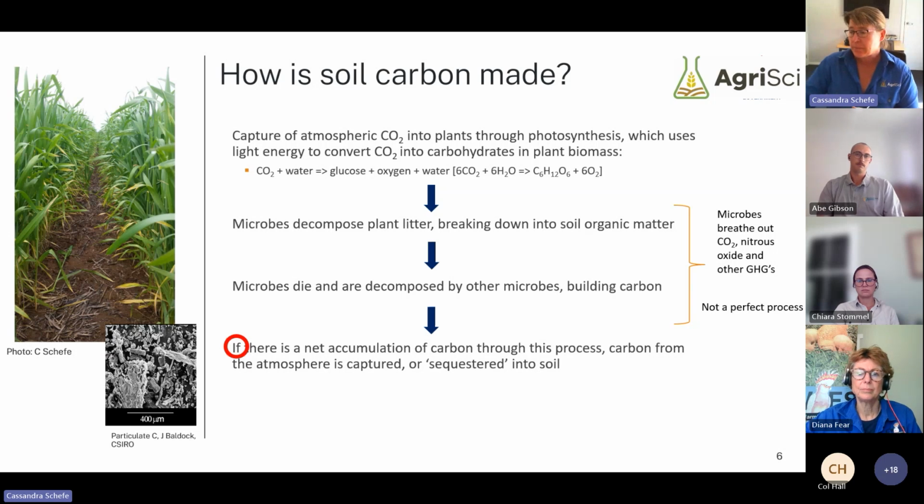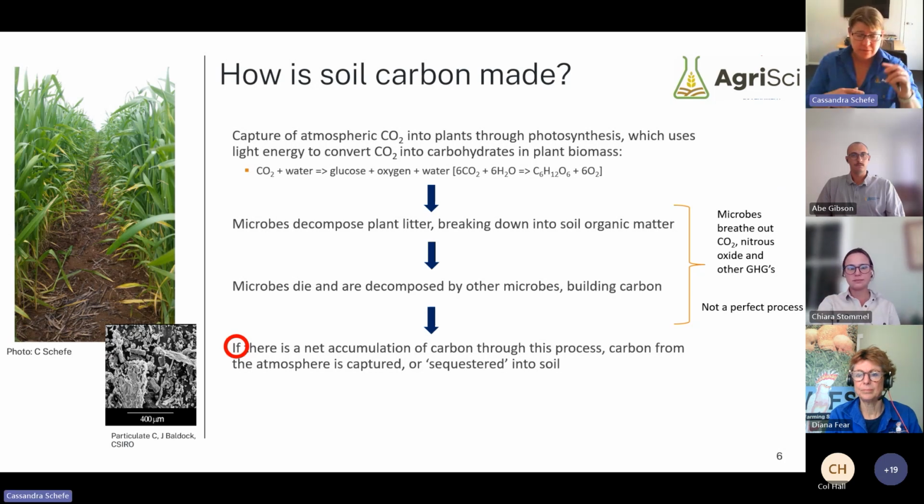What we know then is as those plants die, microbes break them down, and then that converts them into organic matter. Those microbes die, they get broken down by other microbes. We start to get a breakdown of material to the extent that we can't really see what it was comprised of before. We start talking about humus at that point. It's a non-definable organic material. Through this process, from plant through to organic matter in the ground, if there's a net accumulation of carbon in this process, we can say that carbon from the atmosphere has been captured or sequestered in soil. So that's the key method of carbon sequestration.